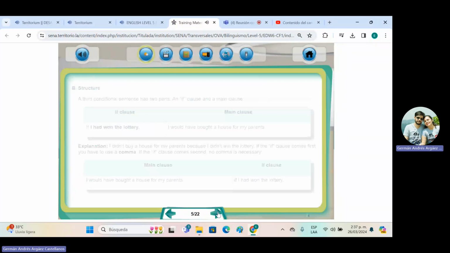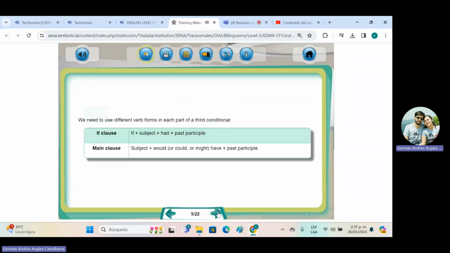We need to use different verb forms in each part of a third conditional. If clause: if plus subject plus had plus past participle. Main clause: subject plus would or could or might have plus past participle.